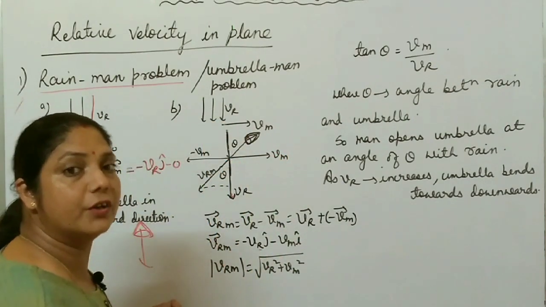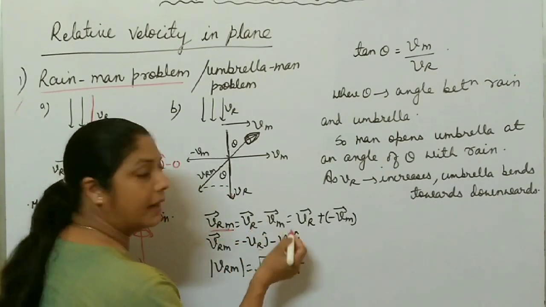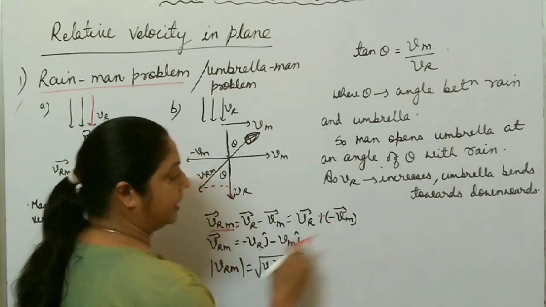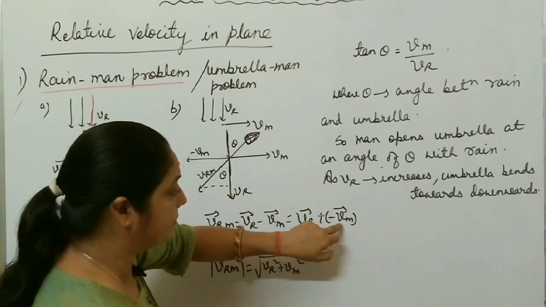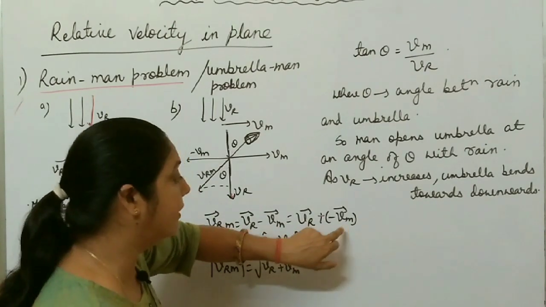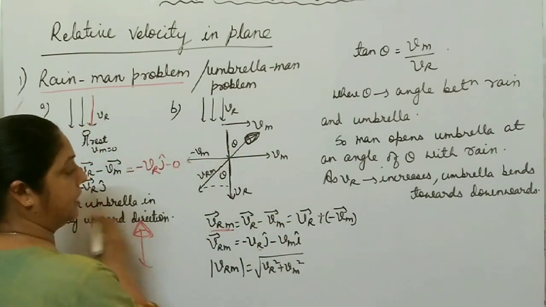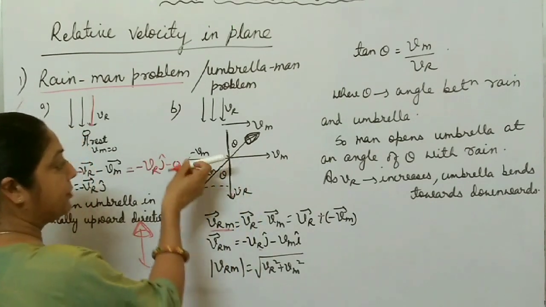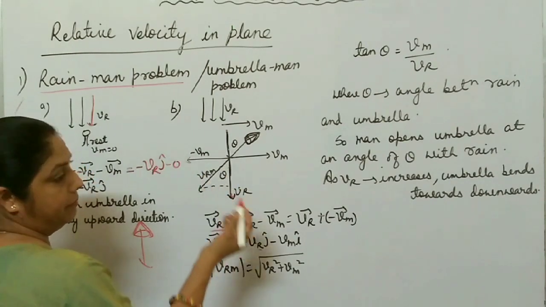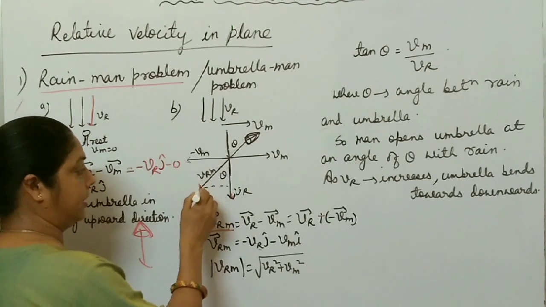Now what is the relative velocity of rain with respect to man? Relative velocity of rain with respect to man is VR minus Vm, you can write it as VR plus minus Vm. It means the man is observing the velocity of rain. So you assume the man is at rest and you take the negative of the velocity of man. So the negative of the velocity of man is in this direction, minus Vm. Now VR is in this direction, Vm is in this direction. So the resultant relative velocity of rain with respect to man, by triangle law, parallelogram law, vector addition, is in this direction only, VRM.